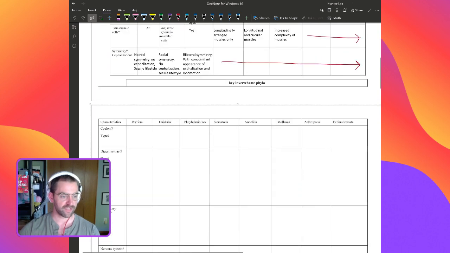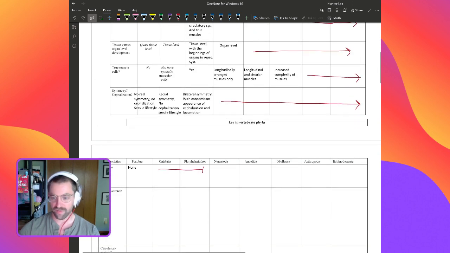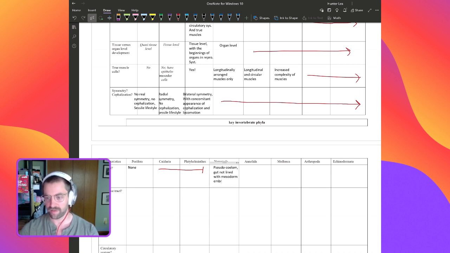So in porifera, again, we're talking about our sponges, there's no coelom. None. Same through cnidaria and platyhelminths. And then once we arrive at nematoda, so nematodes again being roundworms, then we have a pseudocoelom. So not a true coelom, but it's a gut not lined with mesoderm embryonically. So it resembles a coelom, it resembles a body cavity, but it's not a true body cavity yet. It's not a true coelom.